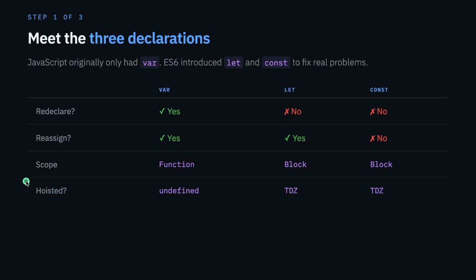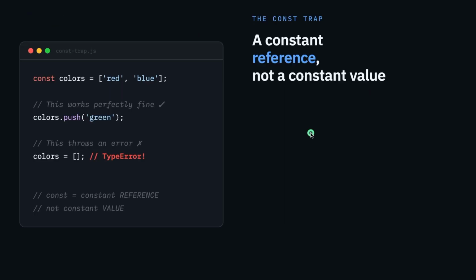So these two topics of scope and hoisting are really important, and we will cover them in depth in the rest of the video. But before we cover scope and hoisting, let's understand one important thing related to the const keyword. We have assigned an array of strings to colors, and we are trying to add one more color to this array.